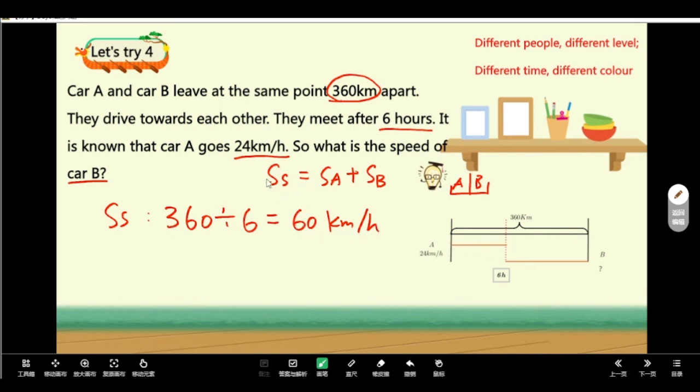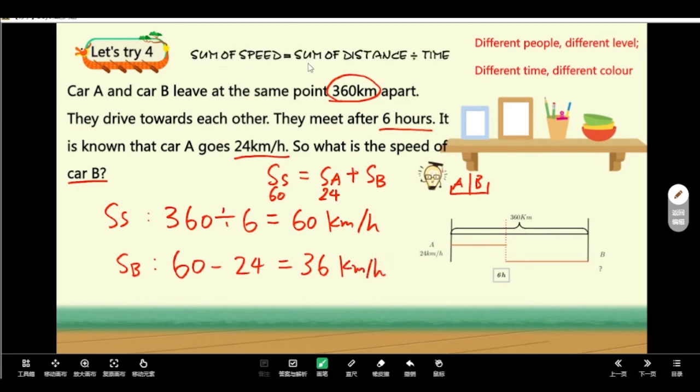Now we know the total speed is 60 km per hour, and we know the speed of car A is 24 km per hour. Okay, so let's find the speed of car B. What is the speed of car B? Tell me your formula. Yes, 60 minus 24 equals 36. Very good. And the unit is also km per hour because we are calculating speed.